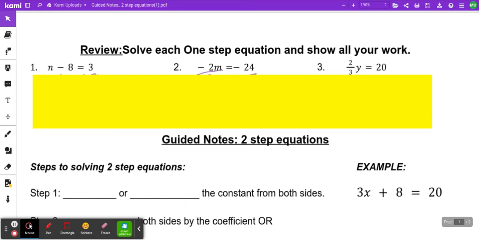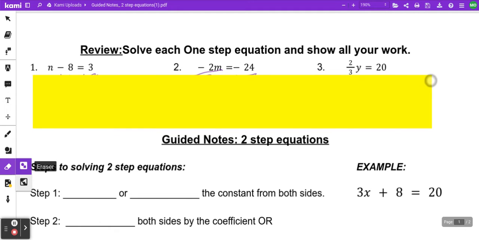So this is some guided notes to help you review how to do two-step equations. Technically, this is a 7th grade standard that we're reviewing before we get into the harder stuff, okay? So you should try 1, 2, and 3, reviewing one-step equations, and then check it with the video. So if you haven't done 1, 2, or 3 yet, go ahead and pause this and then come back.